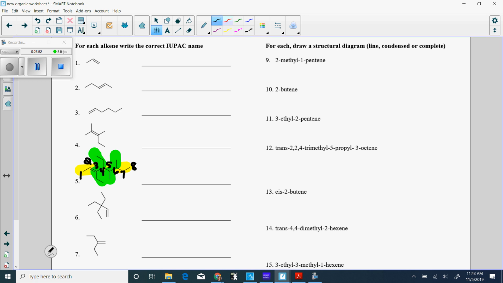So now I got to think alphabet. This is an ethyl. 1, 2. That's an ethyl. This is an ethyl. 1, 2. This is a methyl. This is a methyl. My ethyls have to go first because E comes before M. Okay. So my ethyls are 3, 4 because I have an ethyl off of 3. I have an ethyl off of 4. They are twins.